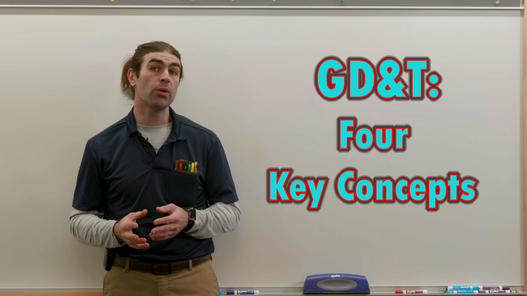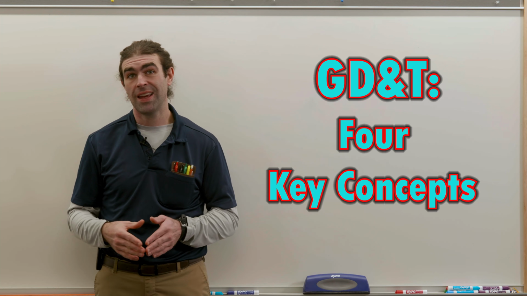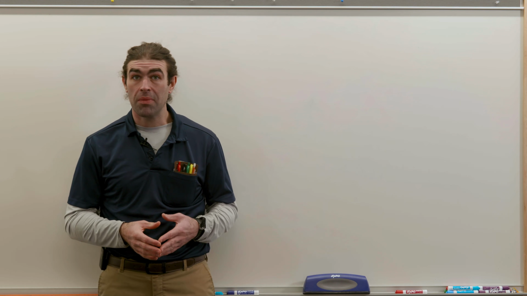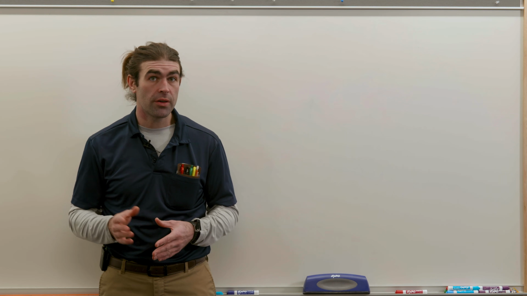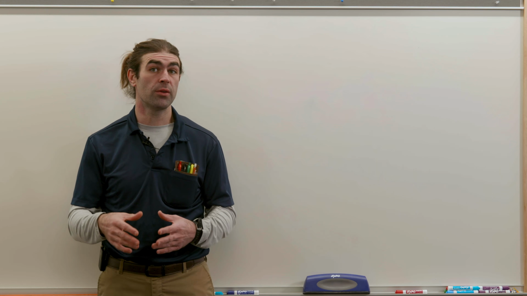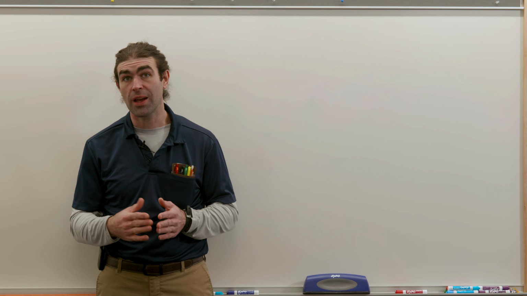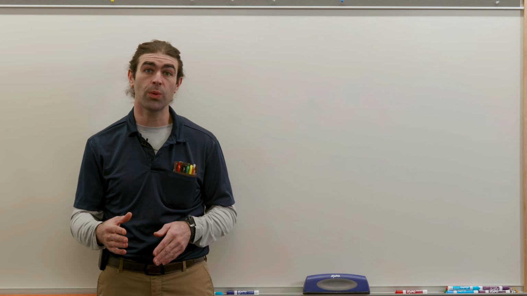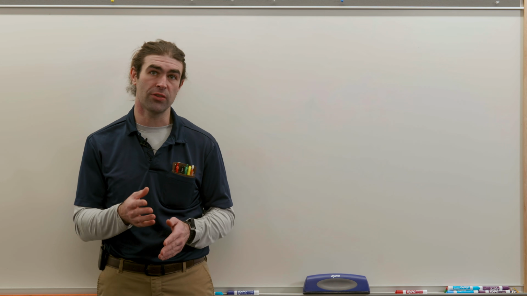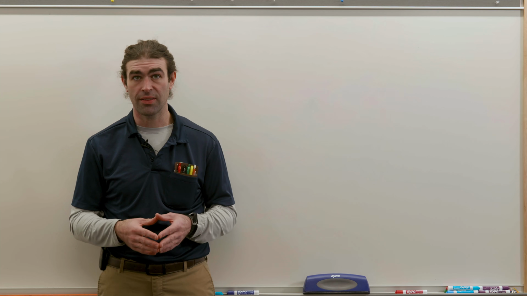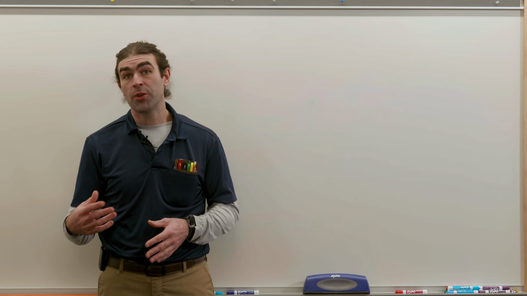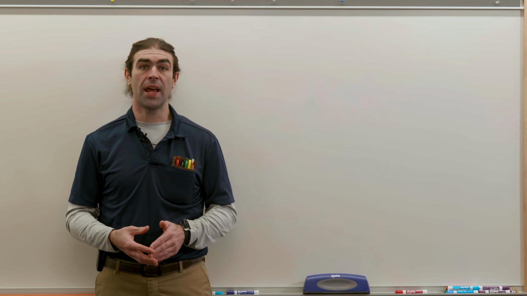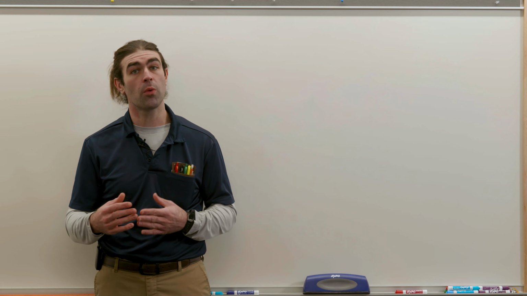GD&T is a language of symbols used to communicate design intent. I've identified 4 major concepts that I'm going to cover in this video that are going to help you with your GD&T studies. The concepts are 1, datums, 2, feature control frames, 3, material condition modifiers, and 4, basic dimensions. If you know what these are, you can identify them and apply them to a drawing. You're going to have a pretty good handle on how the system works.